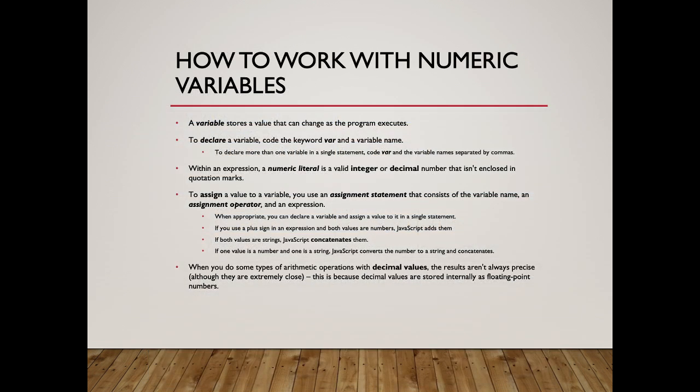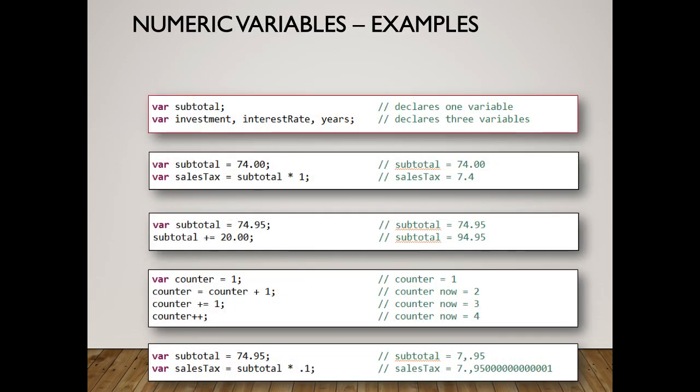How to work with a numeric variable. A variable stores a value that can change as the program executes. To declare a variable, you use the var, let, or const keyword followed by your variable name and then the number. Within an expression, a numeric literal is a valid integer or decimal number that isn't enclosed in quotation marks. To assign a value to a variable, you can use the assignment statement. Again, this is mostly review. I'm just going to skip it and just show you the examples.